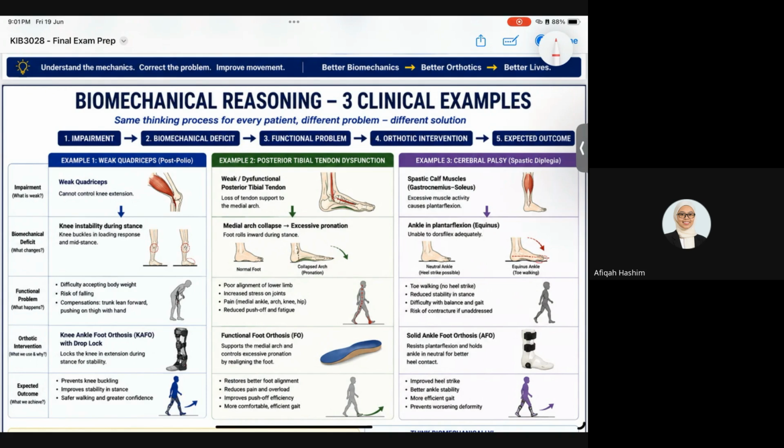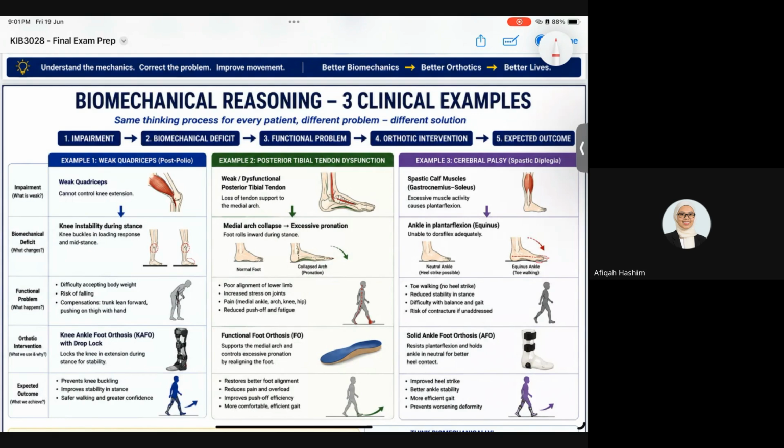Whenever you are presented with a clinical case, do not immediately think of the orthosis you prescribe. First, what is impaired? Second, what biomechanical problem does the impairment create? How does it affect the patient's gait? How can the orthosis modify it? And lastly, what do I expect to see? So example number one, the weak quadricep. In this patient, the impairment is weak quadricep. What happens when the quadricep is weak?